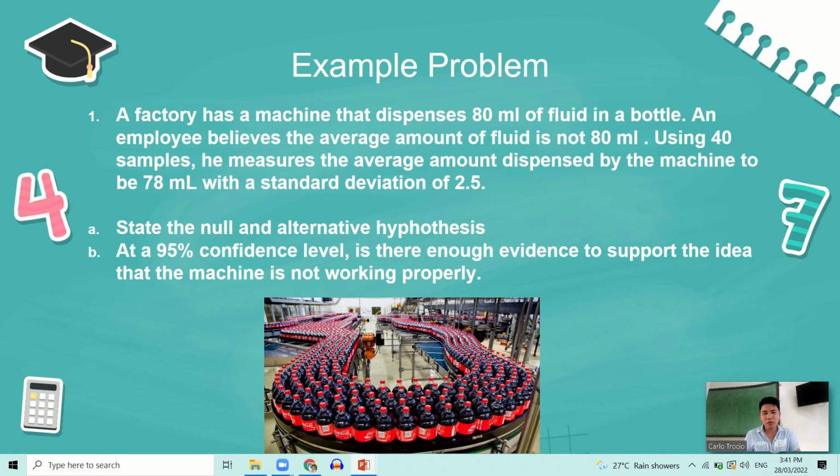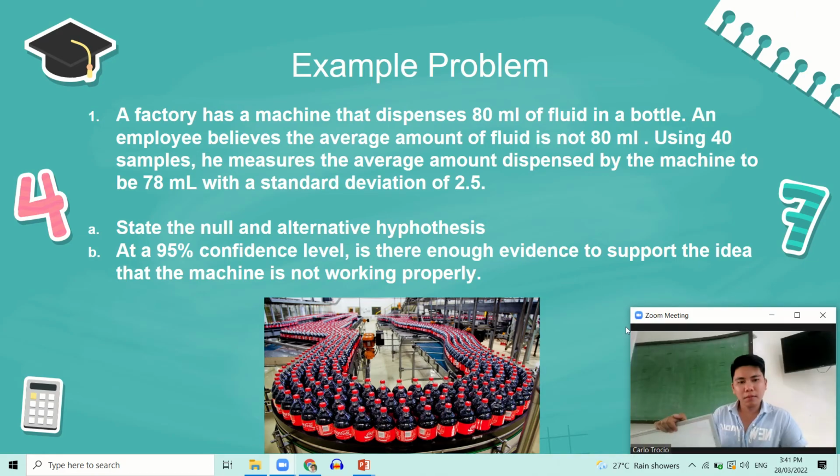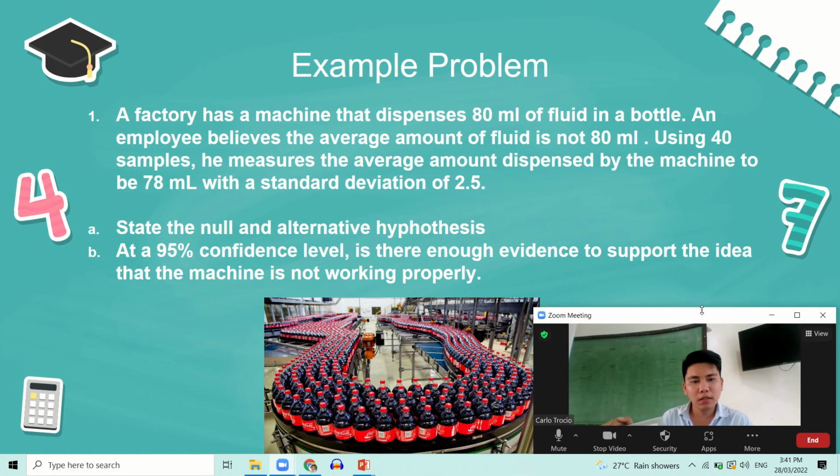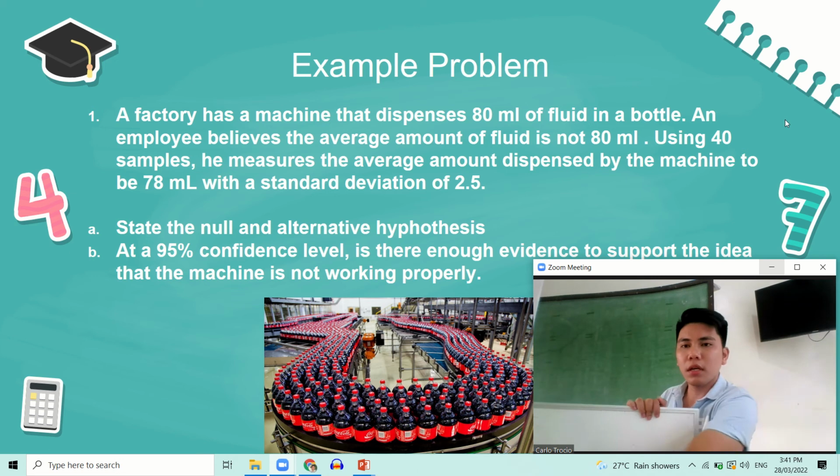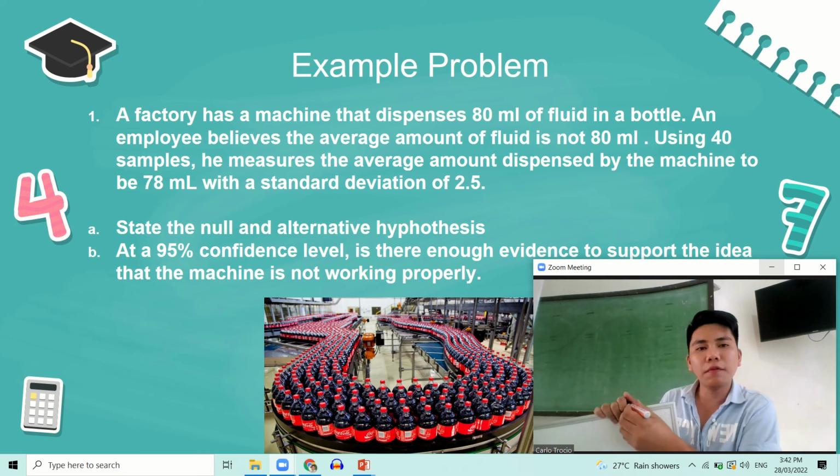Okay, we're almost done, but still we are going to know how to solve it in real life examples, so that you will know why we are learning this, and how you can apply it in your real life experiences or in your future jobs. Okay, so let us read first the problem. A factory has a machine. Let me just make my screen a little bit bigger so that you can see. Okay, so a factory has a machine that dispenses 80 ml of fluid in a bottle.